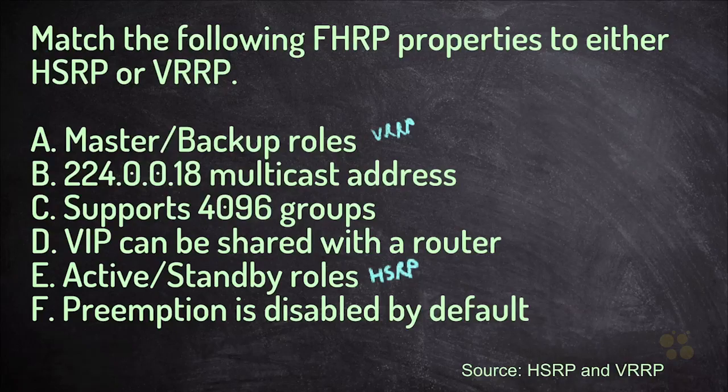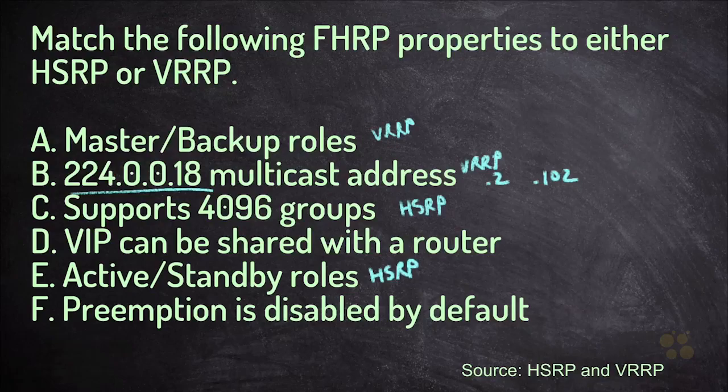Back up at the top here, we have 224.0.0.18 as our multicast address. Well, that's also VRRP. Cisco with HSRP, they used 224.0.0.2 for HSRP version 1, and then they used .102 for HSRP version 2 and GLBP. Next, supporting 4096 groups, well, that would be HSRP, and specifically HSRP version 2. Version 1 supported 256 groups, and that's what VRRP supports as well.